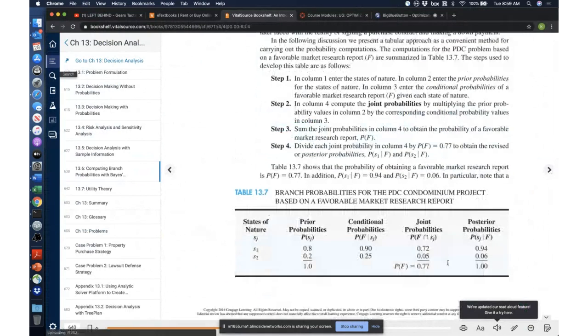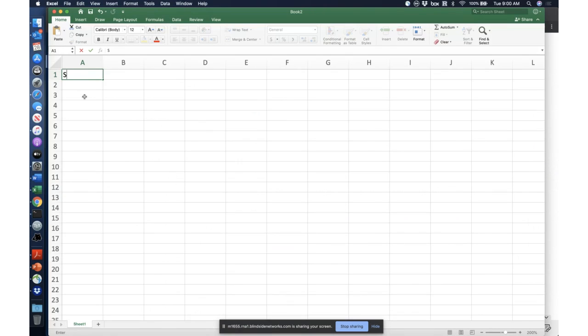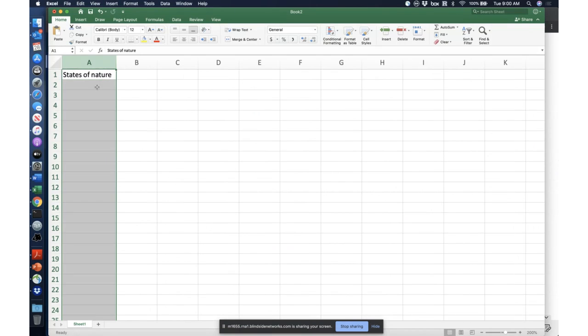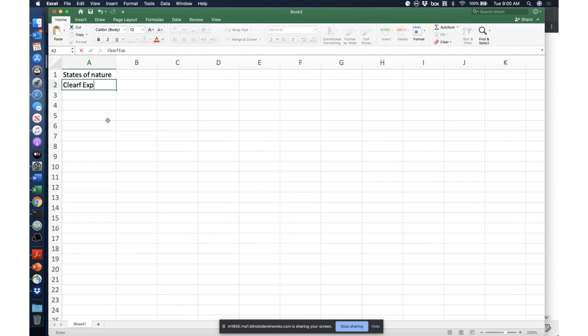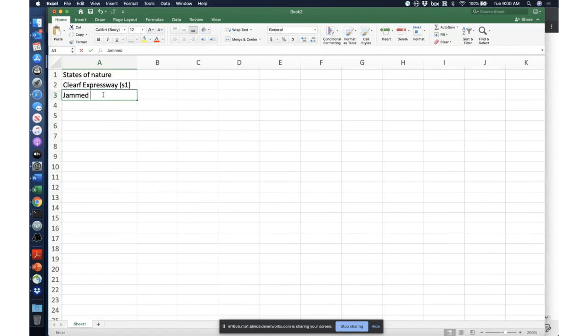So this is the table that you should construct, where the first column, you always start with states of nature. So instead of calling them S1, S2, I will actually say clear expressway. This is S1. And you have jammed expressway. This is S2.